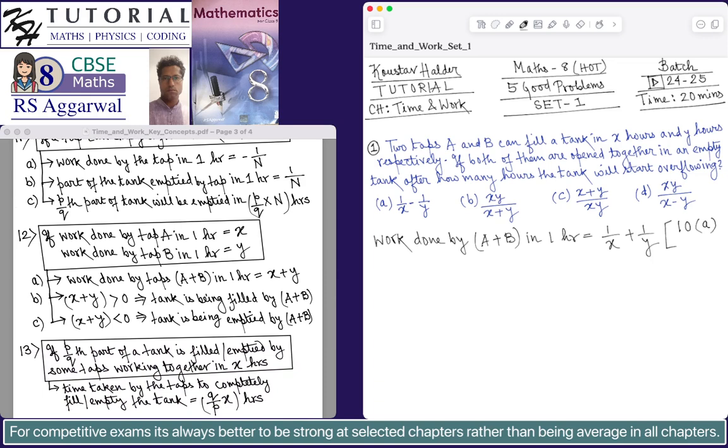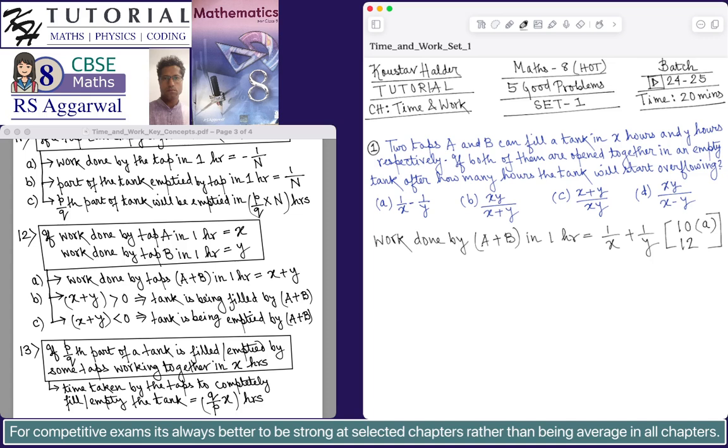A in 1 hour is x and work done by tap B in 1 hour is y, irrespective of whether tap A and tap B are inlets or outlets. If tap A is an inlet, X will be definitely positive, and if tap B is an outlet, then Y will be negative. So depending on what type of tap A and B are, the values will be positive or negative. So concept 10A and 12 were applied.